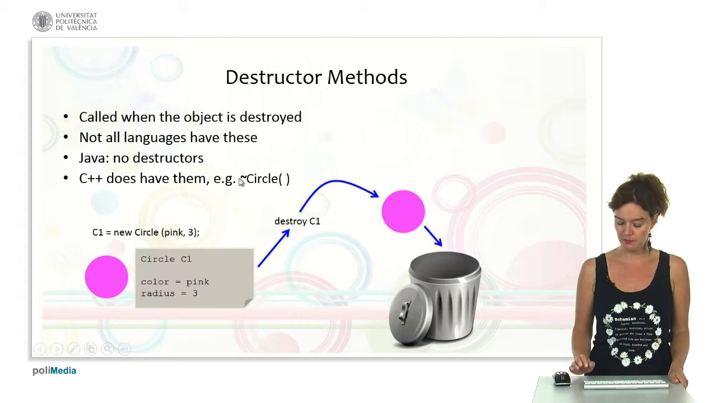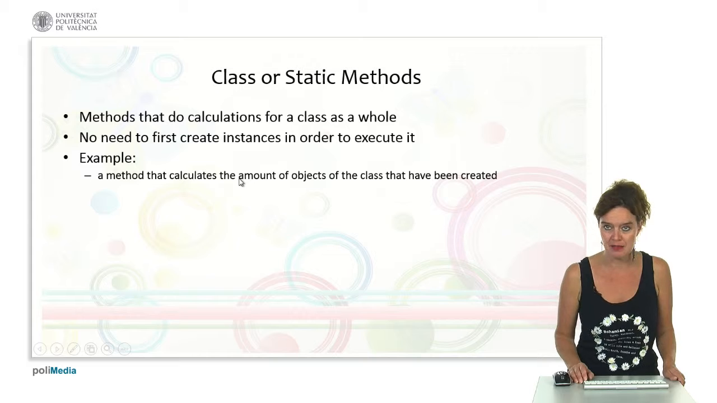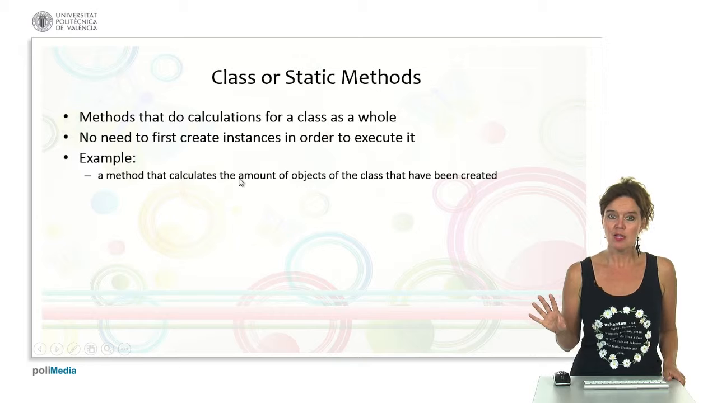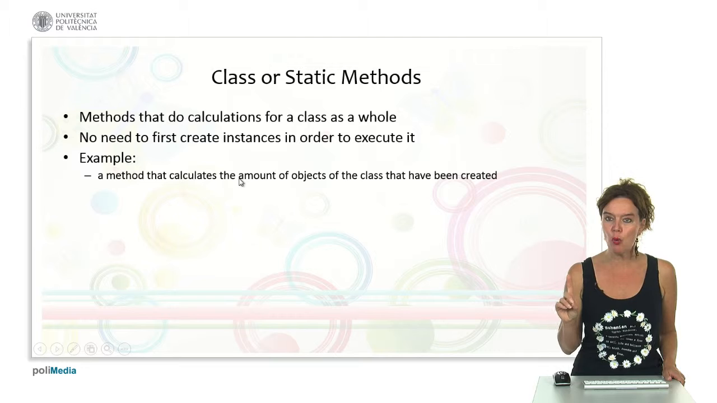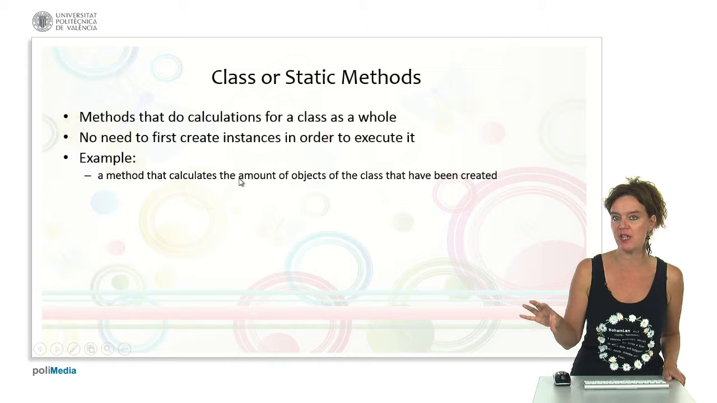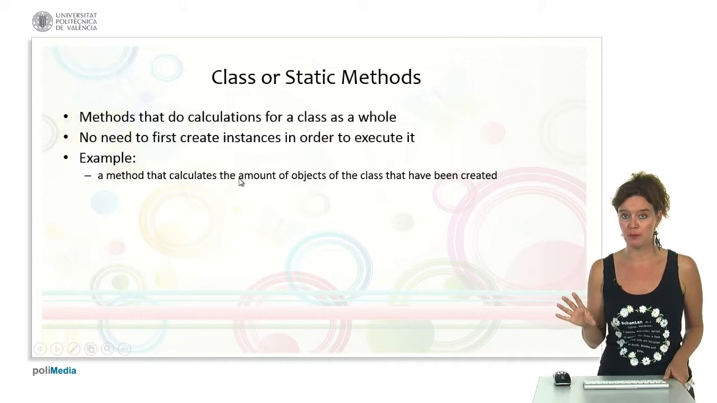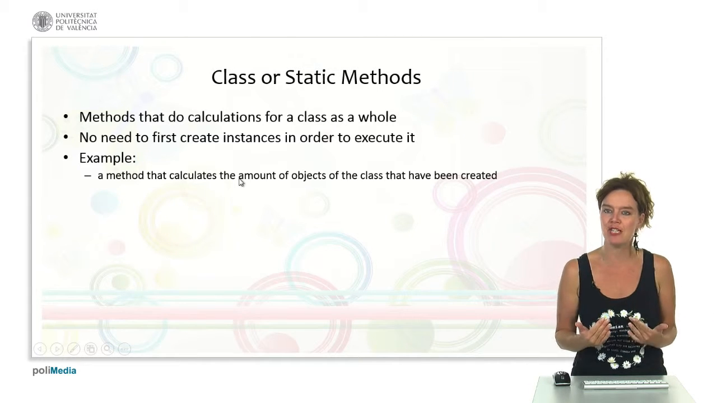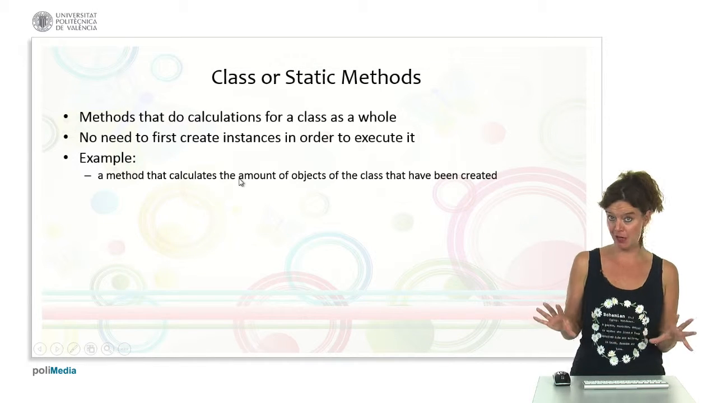The final type of methods are class or static methods. These are methods that are defined at a class level. So these methods do calculations for a class as a whole, and they don't need object instantiations to do it. They don't depend on a specific state of an object. They depend on information we have in the class. For example, a method that calculates the amount of objects or the amount of instantiations that we have created of a class. This is typically something we can calculate at class level.